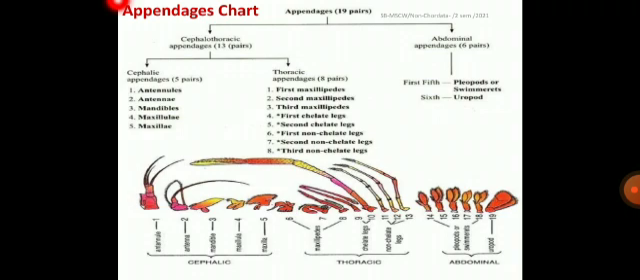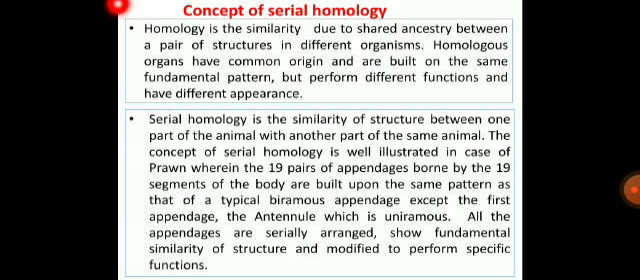Fine. So here, once again, repetition of whatever I just told you. The homology means the similarity due to shared ancestry between a pair of structures in different organisms, while homologous organs have common origin and are built on the same fundamental plan or pattern but perform different functions and have different appearance. Serial homology is the similarity of structure between one part of the animal with another part of the same animal.